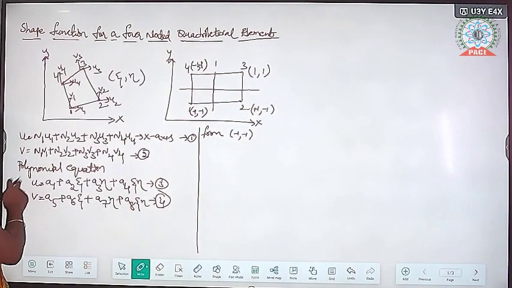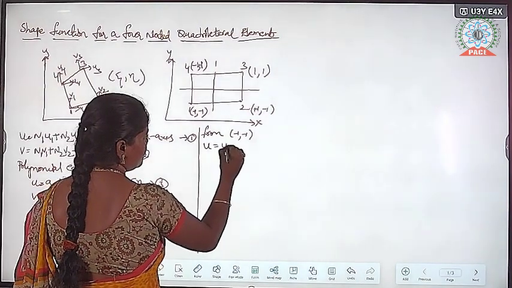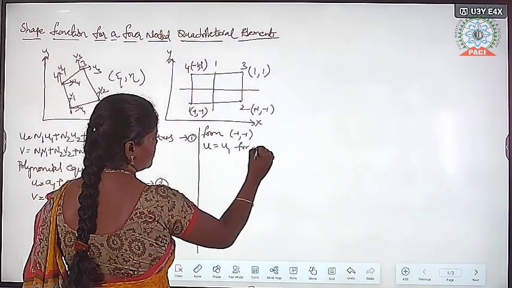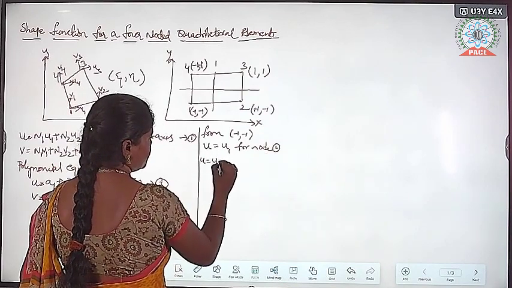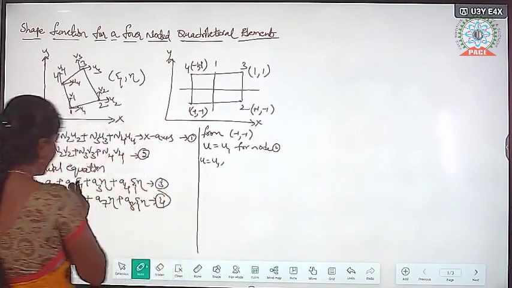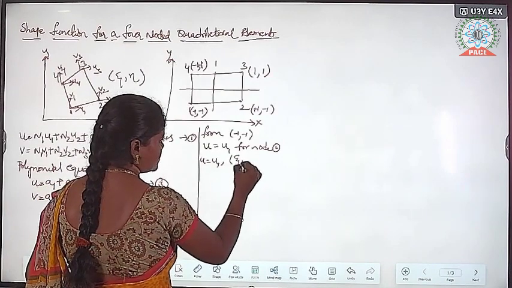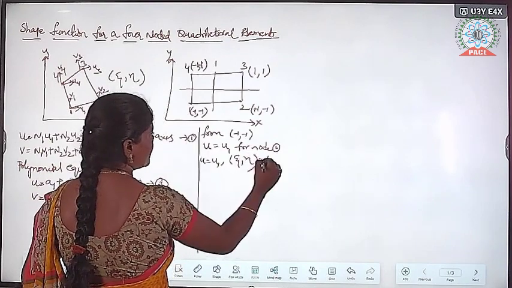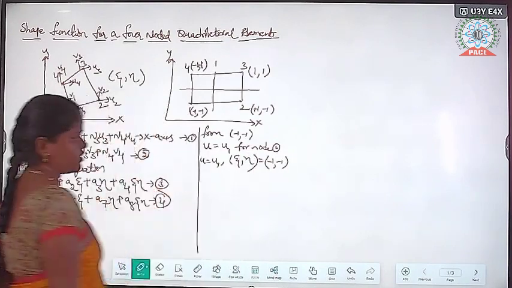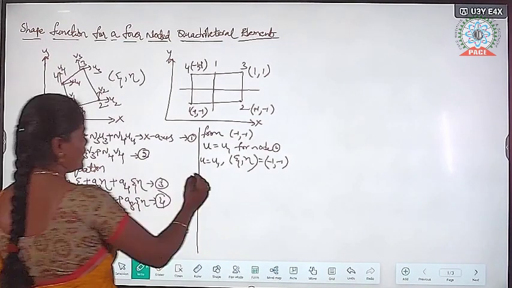So for node 1, u is equal to u1, and the coordinates xi comma eta are minus 1 comma minus 1. Now these coordinates will be substituted in the third equation. So we take u equal to u1.